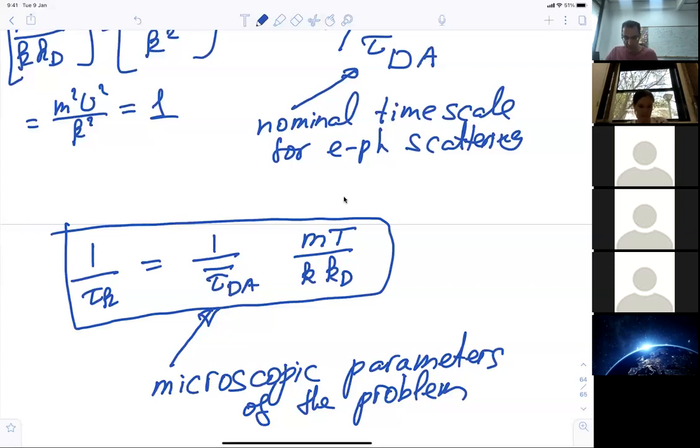So what it simply means is that you increase the temperature, you increase the number of phonons. Number of phonons is proportional to temperature.